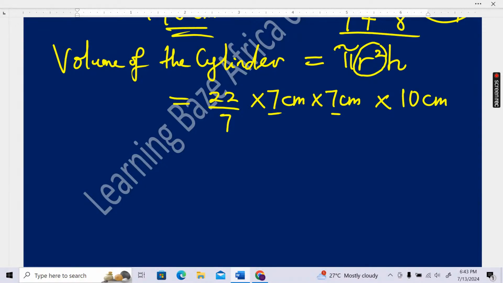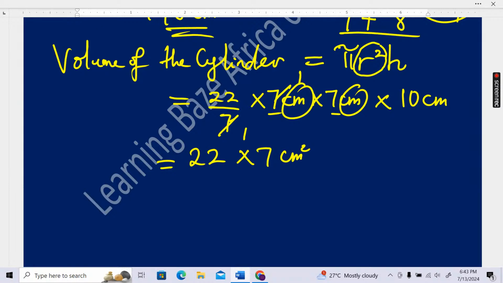Now, let's simplify the fraction. 7 into 7 is 1. 7 into 7 is 1. Now, let's continue simplifying. So that will be 22 times 7 square centimeters, because I have centimeters right here and I have another centimeters right here. That's why I'm having 7 square centimeters. Okay, yes, we have taken out one of the 7s times 10 centimeters.